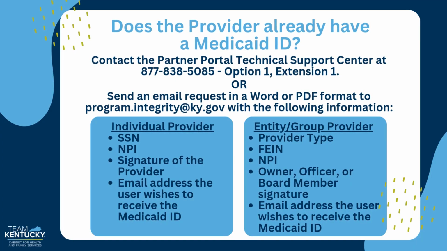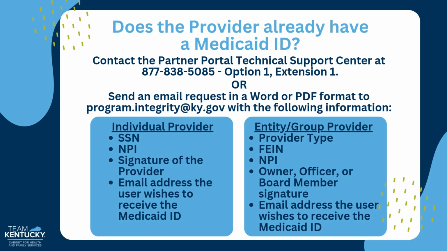Before beginning a new enrollment, ensure the provider does not already have a Medicaid ID. To find out if the provider already has a Medicaid ID, please call the Partner Portal Technical Support Center at 877-838-5085, option 1, extension 1. If the provider already has a Medicaid ID but you are unsure of what it is, please send a request via Word or PDF document to program.integrity@ky.gov with the appropriate information depending on your provider.